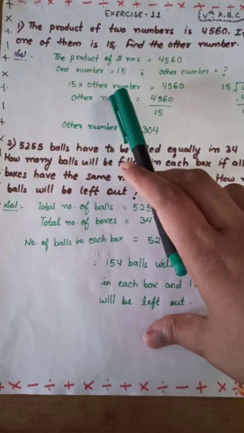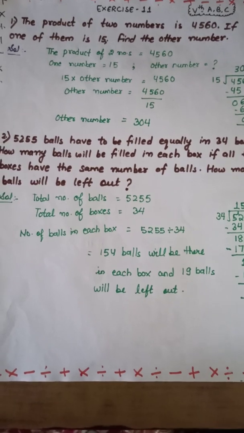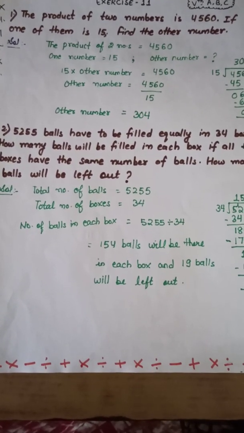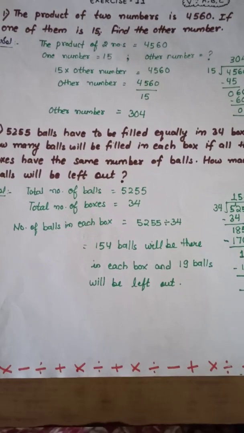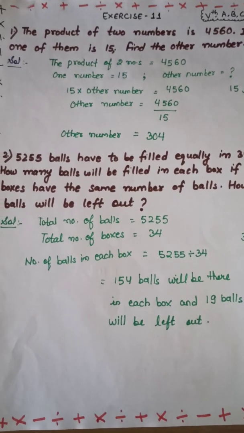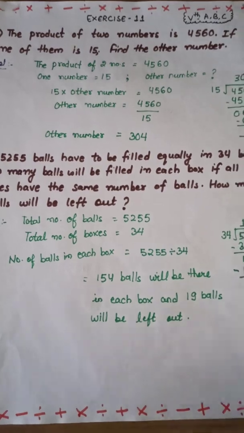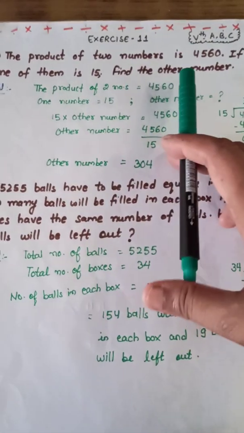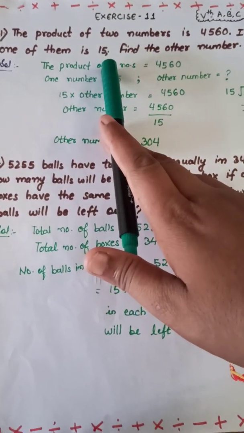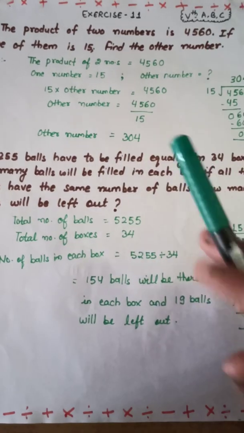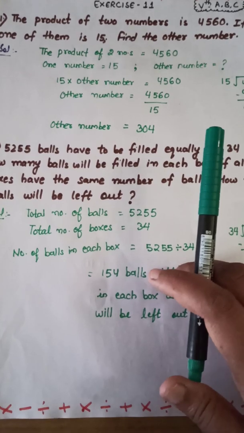Beginning with question number 1, the question says the product of two numbers is 4560. If one of them is 15, find the other number. First, we need to understand what the question is trying to say. If we multiply two numbers, the answer is given to us. Out of those two numbers, one is given and we have to find the other number. So for this, we have to apply the division operation.